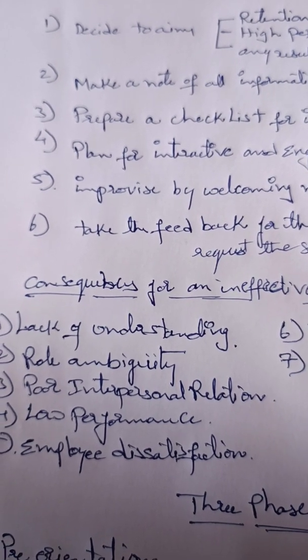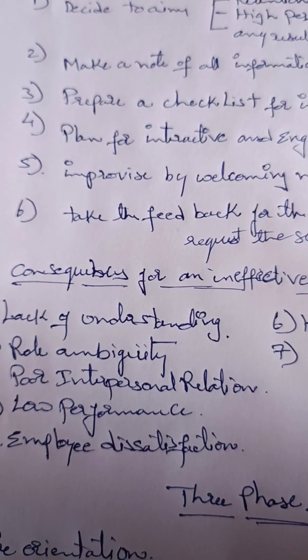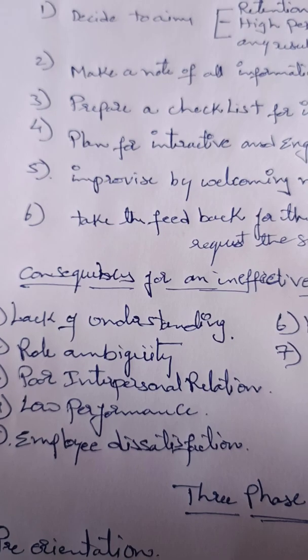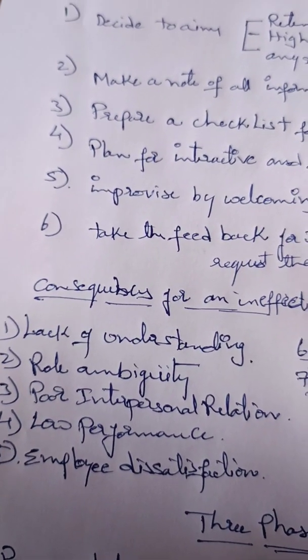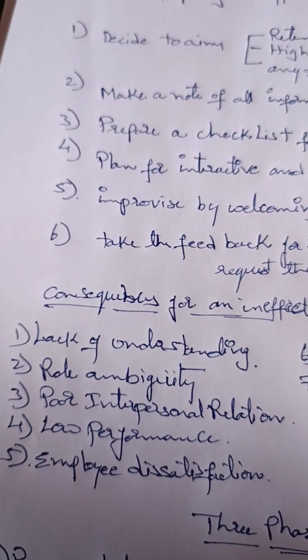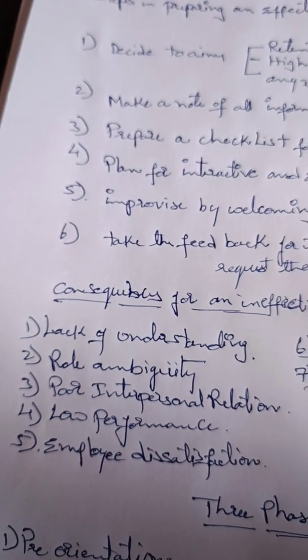Without such information, he will have role ambiguity about whether to take that business decision or not. So one should not have doubts about his own role, for which they have been appointed to the organization. And next, poor interpersonal relations.